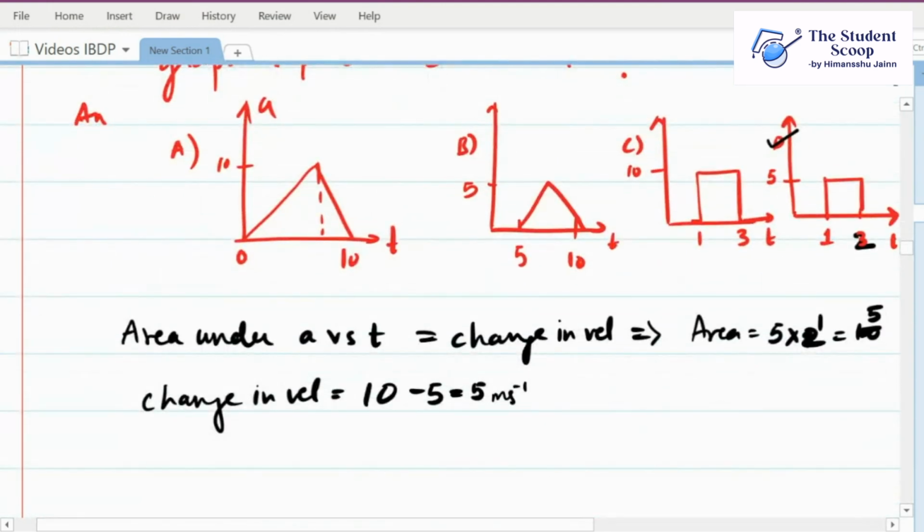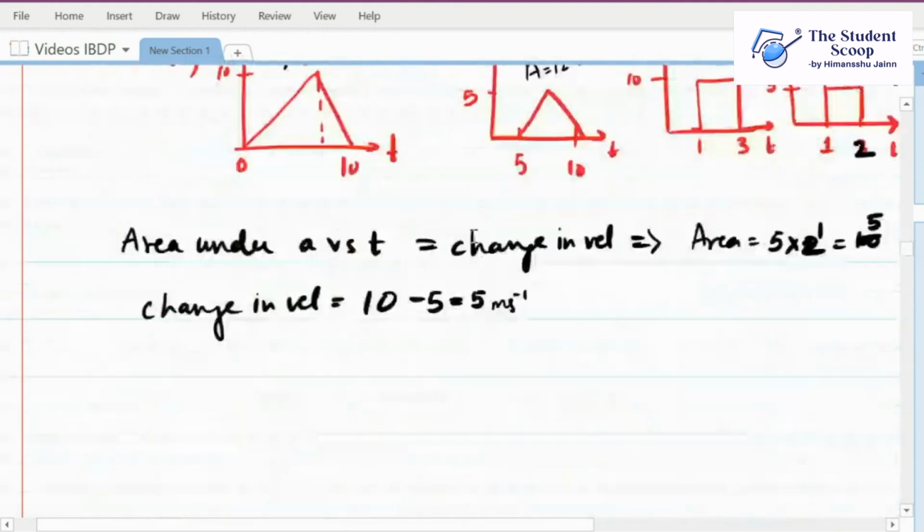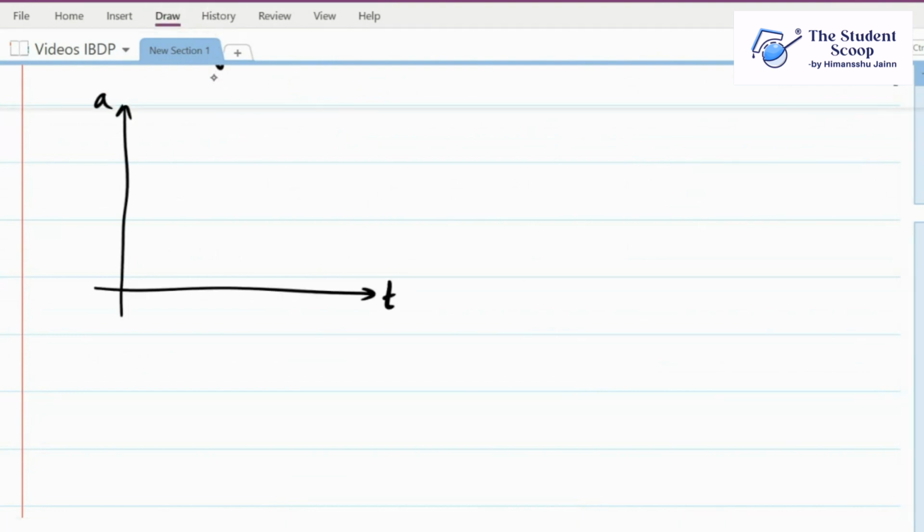Every other graph does not satisfy because the area here will be 10 into 2, that is 20. Then here it will be 5 to 10, so that is 5 into 5, that is 25, and that will be divided by 2, so the area is 12.5. Here the area is 10 into 10, 100 divided by 2 is 50. So it has to match the area, which is change in velocity. So there are multiple scenarios where we have to convert a given graph. For example, an acceleration versus time graph was given something like this.